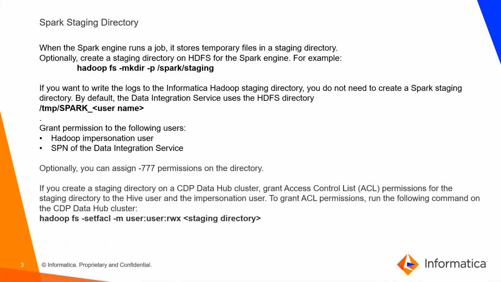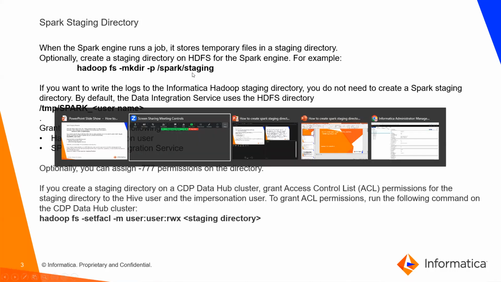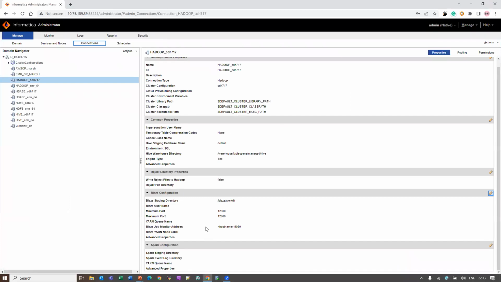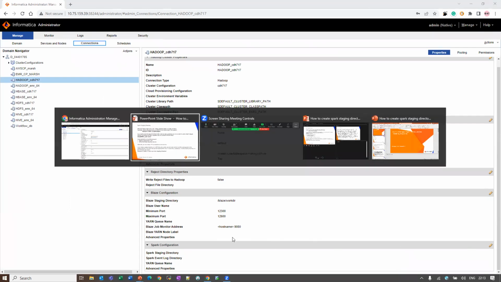By default, the Data Integration Service uses the HDFS directory. It will create it under /tmp/spark with the username with which the mapping is running. If you have created a custom staging directory, you can specify it in the Hadoop connection. Let me go to the admin console and show you the Hadoop connection. In the Hadoop connection, under Spark, you have the Spark staging directory property for which you can update the value.